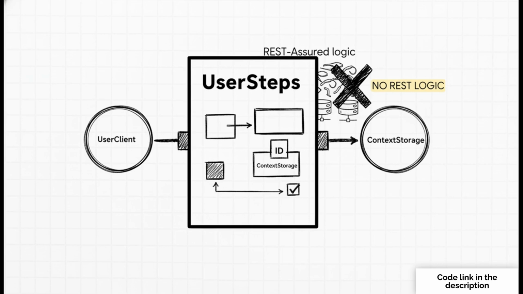Notice how we use @Autowired to inject our UserClient and ContextStorage beans. And now look at the methods. The userCreate method simply calls our client, gets the response, and stores the new user's ID in the context. Then the AssertUserCreated method retrieves that ID and uses the client again to verify the user exists. The really crucial design principle here is that all the low-level RestAssured logic is hidden away. This class contains only high-level intent and assertions, which makes it incredibly clean and readable.